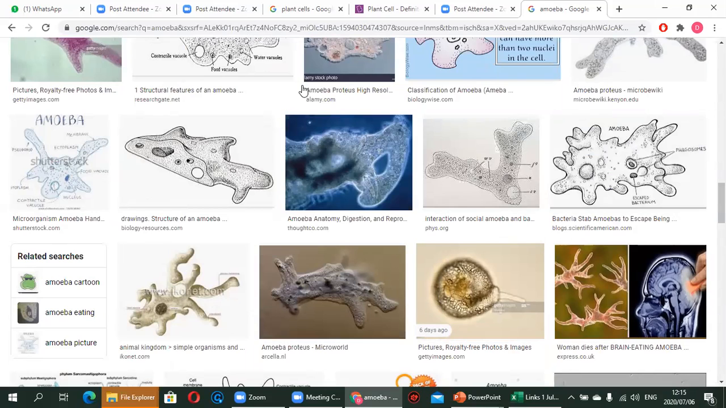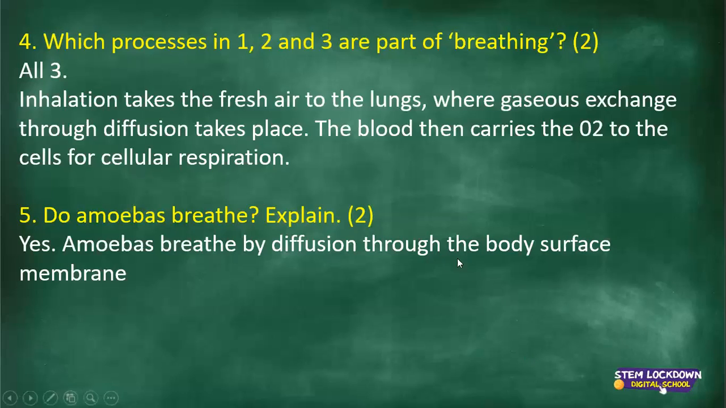Now, why this question over here? Do amoebas breathe? Explain. Yes, they breathe by diffusion through the body surface membrane. Remember the properties we discussed last week, the requirements for organs involved in gaseous exchange. We've seen that they need to have a large surface area and be thin in structure. Fortunately, amoebas are thin in structure and have a large surface area, so it's easy for breathing to take place there.